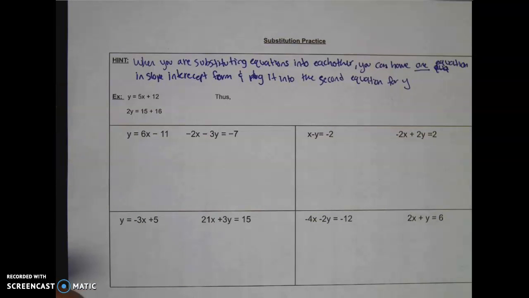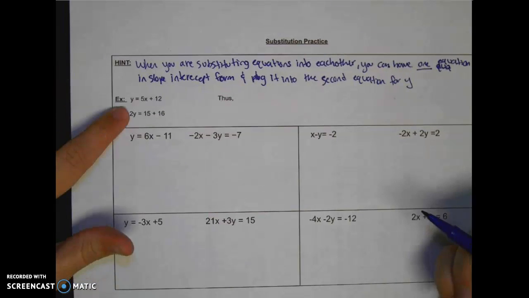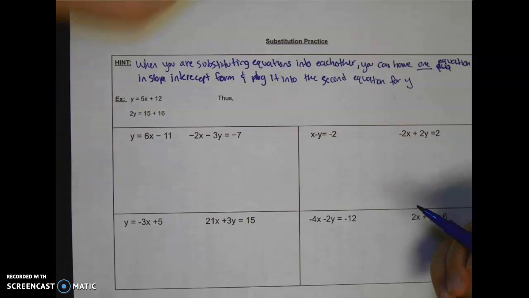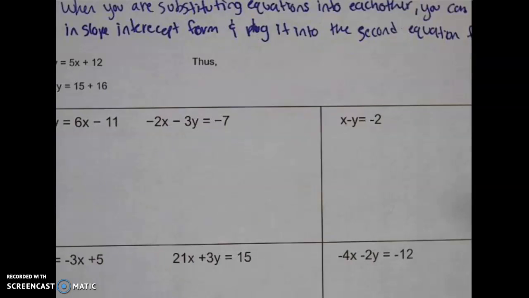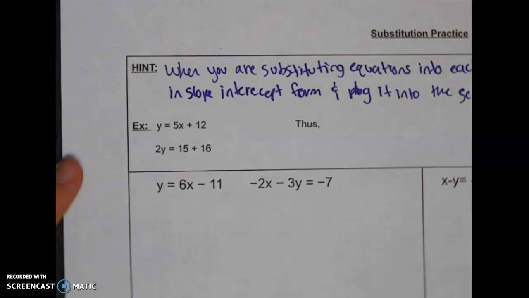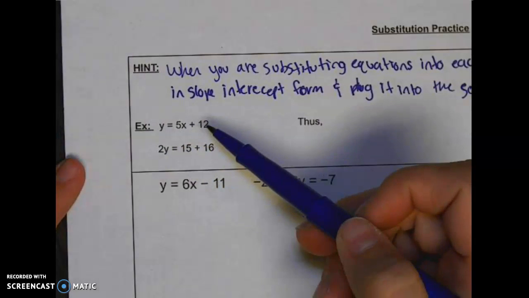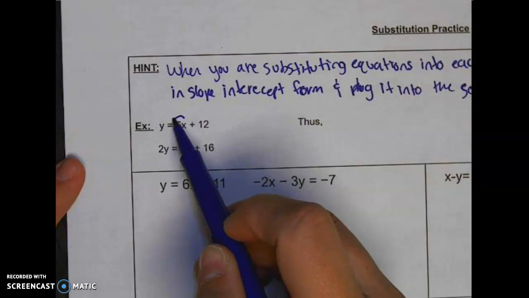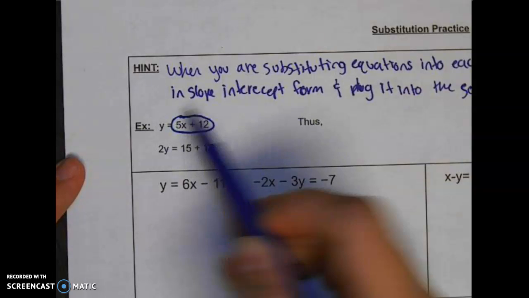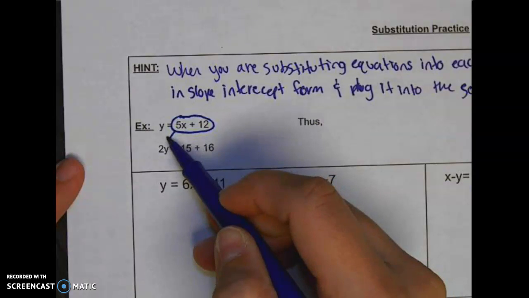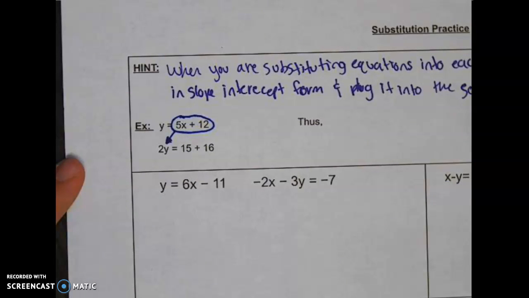Alright, so what that means is I can have one equation in slope-intercept form. So I can just turn one into slope-intercept form and take it and plug it into the other. So what this means is, I'm going to zoom in a little bit. See how y equals 5x plus 12? What I'm going to do is take this, because remember y is just a placeholder as well, and I'm going to plug it in right here for where this y is.